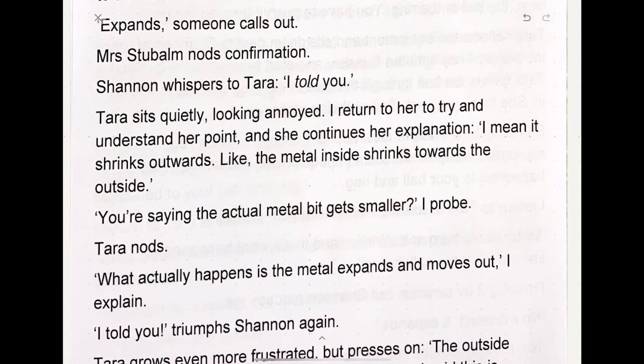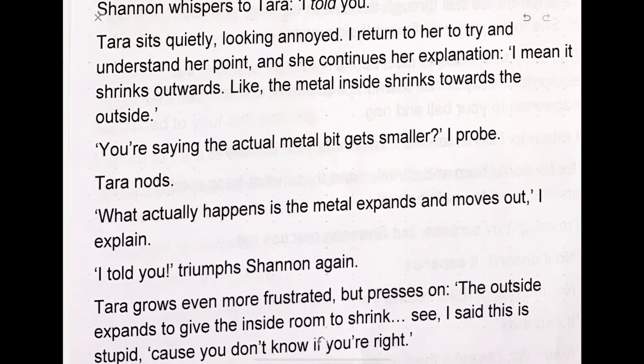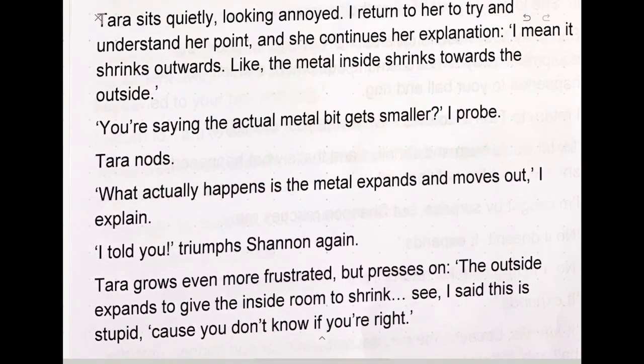I return to her and try to understand her point, and she continues her explanation. "I mean, it shrinks outwards, like the metal inside shrinks towards the outside." "You're saying the actual metal bit gets smaller?" I probe. Tara nods. "What actually happens is the metal expands and moves out," I explain. "I told you," triumphs Shannon again. Tara grows even more frustrated, but presses on. "The outside expands to give the inside room to shrink. See, I said this is stupid because you don't know if you're right."